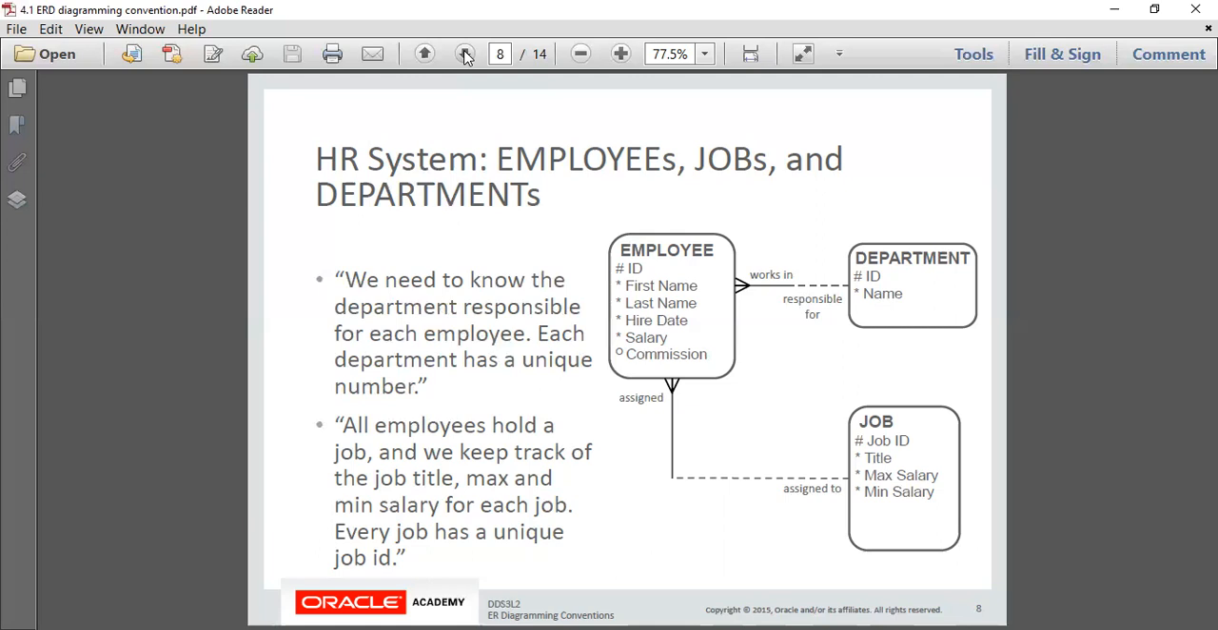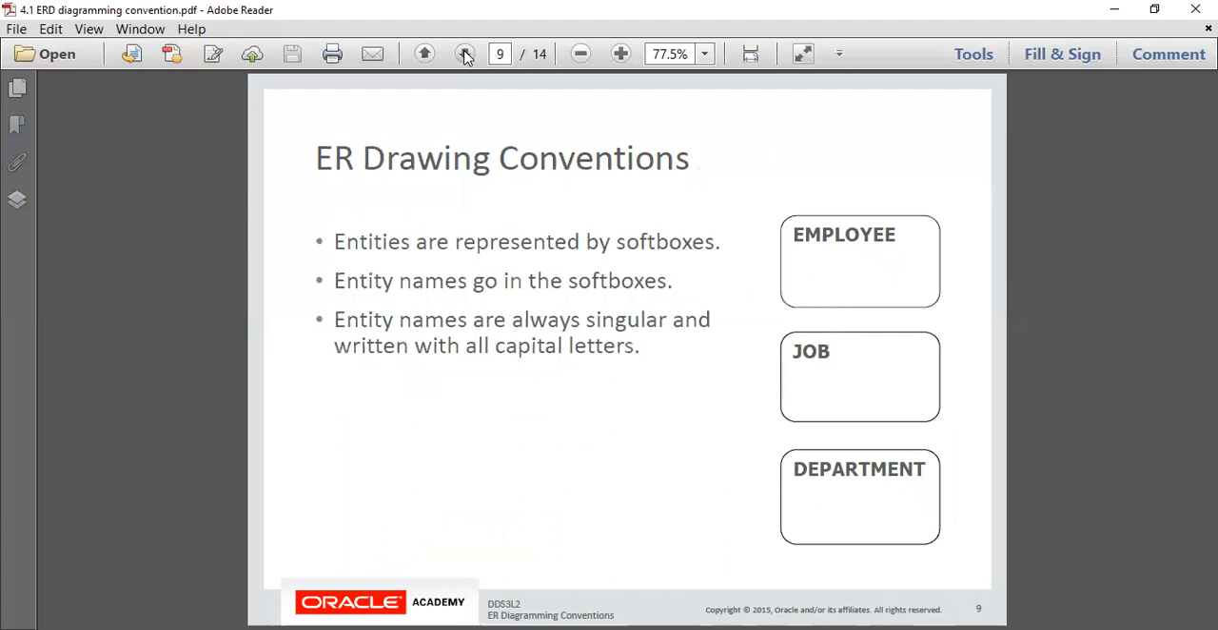So we can see there's a relationship between employee and department. And if I can read that, it says each employee works in one and only one department, and each department is responsible for one or more employees. If I can read the relationship between employee and job, it states each employee must be assigned to one and only one job, and each job may be assigned to one or more employees.